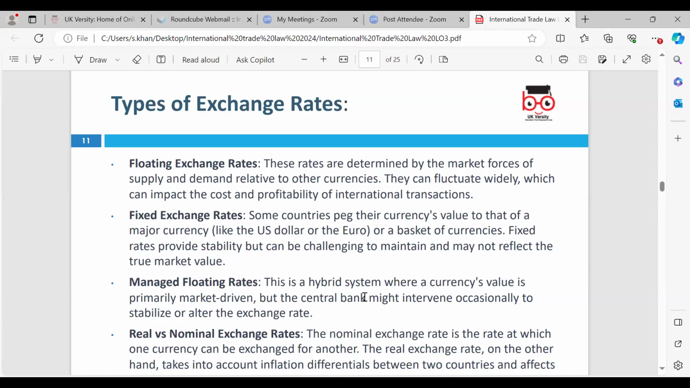The spot exchange. Then we've got the fixed exchange rates. Some countries peg their currency value to that of a major currency like the US dollar or the euro, or a basket of currencies. Fixed rates provide stability but can be challenging to maintain and may not reflect the true market.